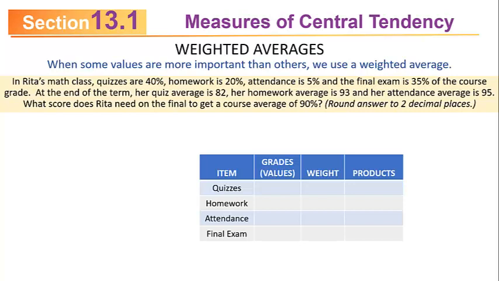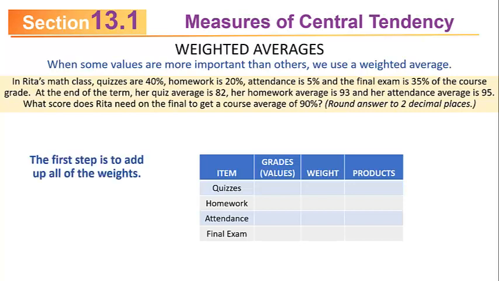Then you need a column for the actual grades that Rita made. Those are what I call the values when we're doing weighted average. You need a column for the weights. That's the percentages that each part of Rita's grade is worth. And then we'll have a products column, which is sort of an intermediate calculation column. So using that as an organizing way to do a weighted average makes sense to me.